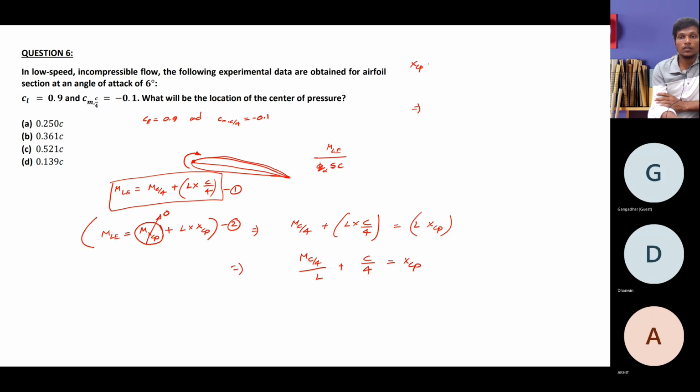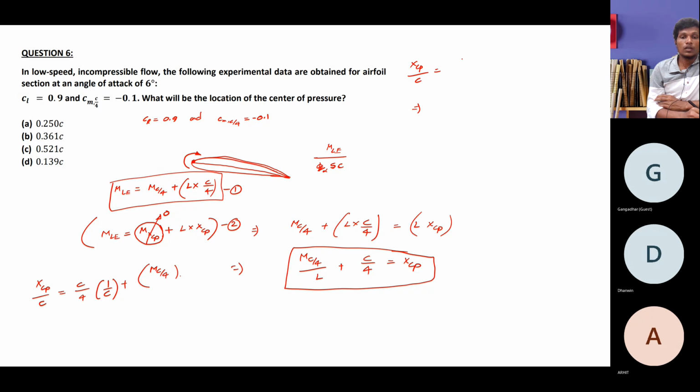Now let's write it in non-dimensional format. That is XC by C, whatever the XC by C value I want here, I want to non-dimensionalize it. If I want to non-dimensionalize it, I just need to divide it by C, which is equal to C by 4 into 1 by C plus MC by 4. I can write it as MC by 4 by Q infinity S C, or just Q infinity into S by L by Q infinity into S. And then we need to multiply one more term, that is 1 by C.